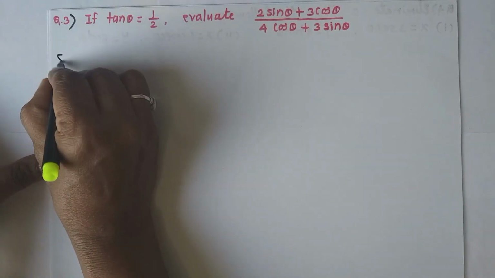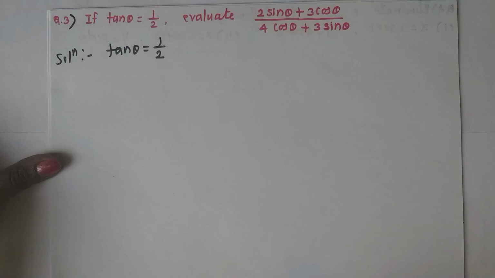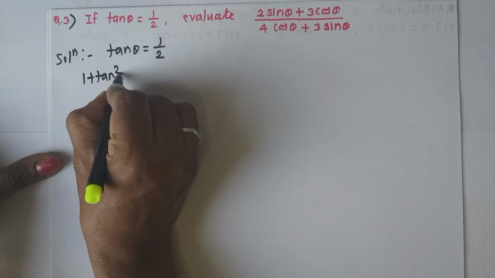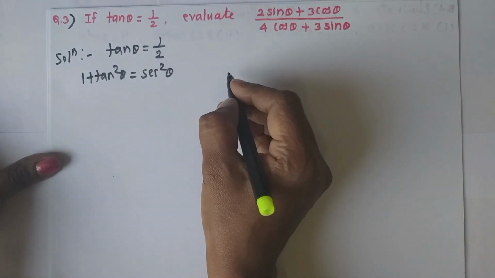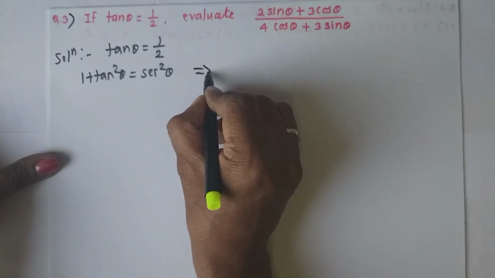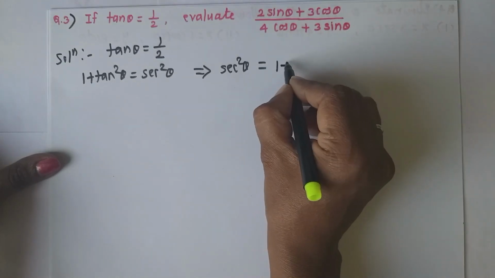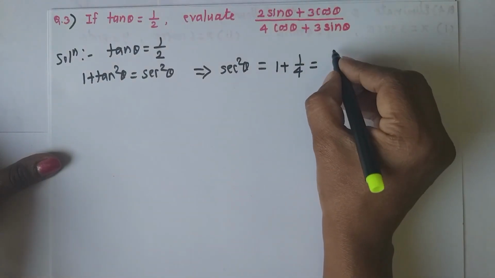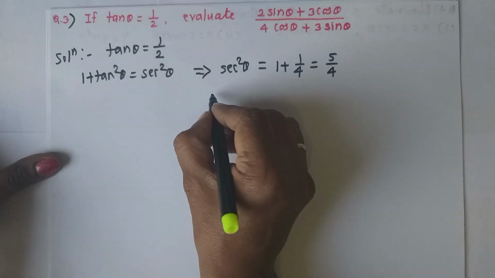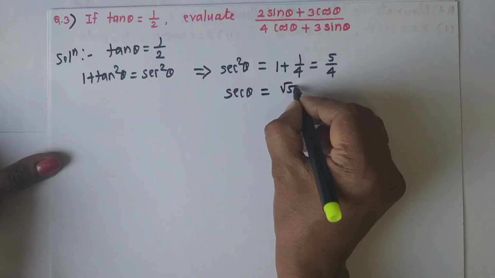Now in the solution, you write down tan theta is equal to half. Here we know that 1 plus tan square theta is equal to sec square theta. We will use this property. From this we know that sec square theta is equal to 1 plus tan square theta, that is 1 upon 4, and we will get here 5 by 4. Take the square root, then sec theta will be root 5 by 2.